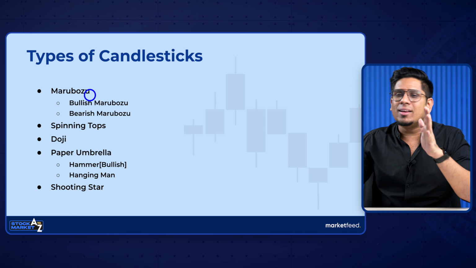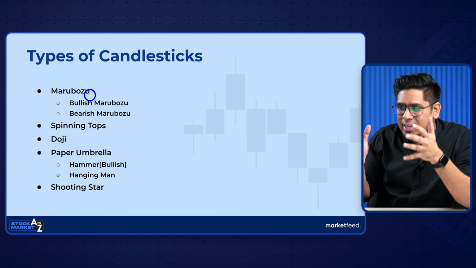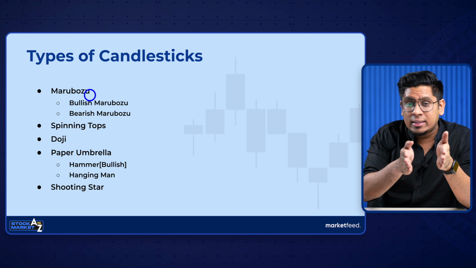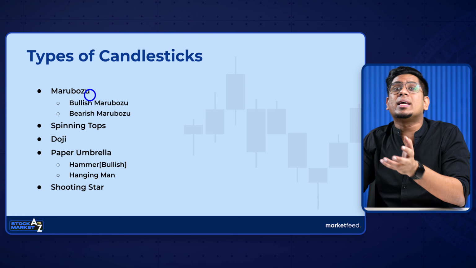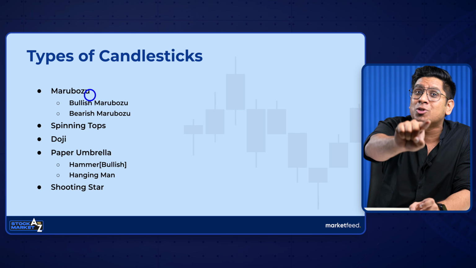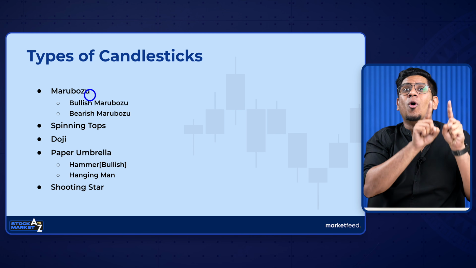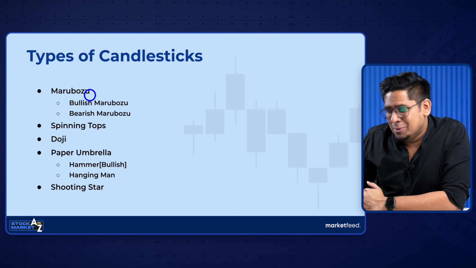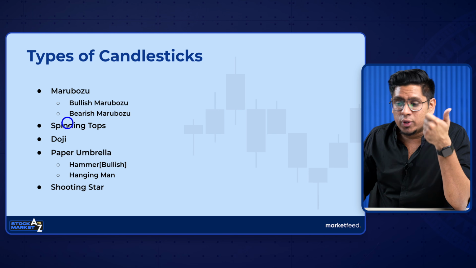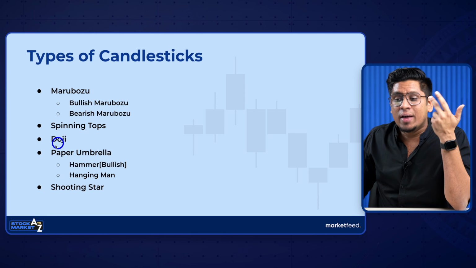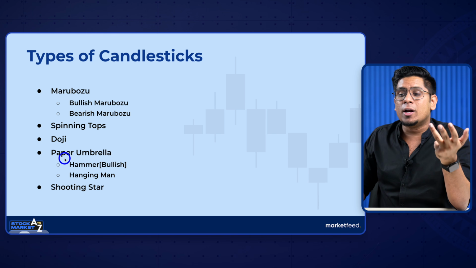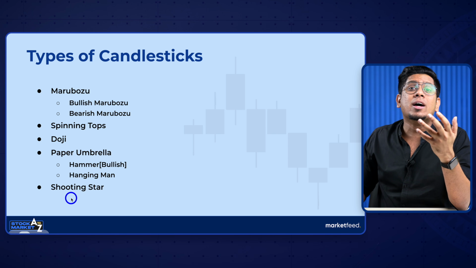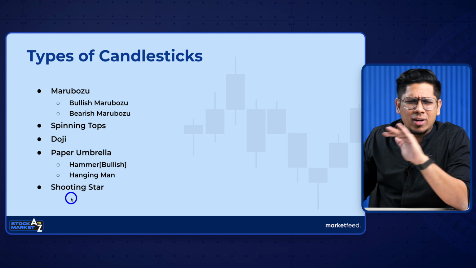Cool. But anyways, we are learning the theory. So let's learn the theory a bit. But whenever we are learning theory, I'll be telling what the candlestick is speaking to you as well. You have to focus on that more and not focus on getting intimidated by the theory of it. Cool. So yeah, types of candlesticks. Number one is Marubozu. Then we learn about spinning tops. Then we learn about dojis. Then we learn about paper umbrella. And finally, we learn about shooting star. Cool. We'll quickly do this.